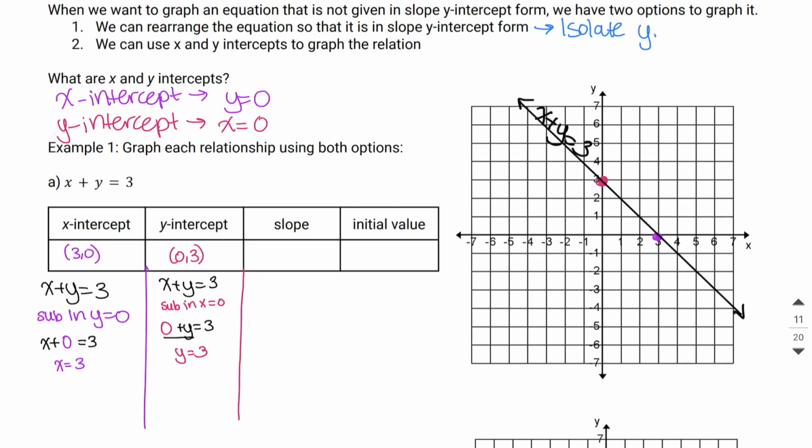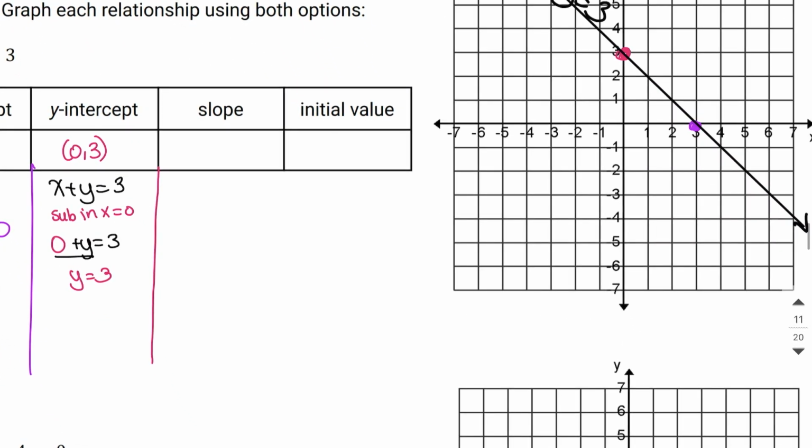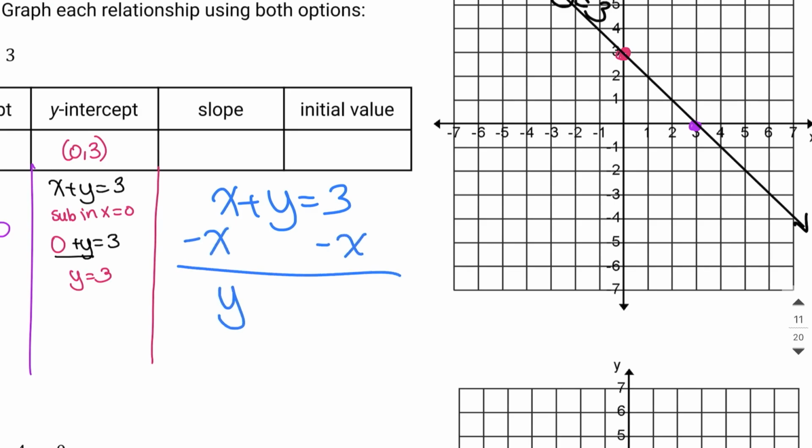I also have the option to rearrange the equation so that it's in slope-intercept form. So I can just isolate the y. So right here, if I have x plus y equals 3, I can subtract the x from both sides and I would get y equals 3 minus x. Or I could also write this as y equals negative x plus 3. Both are perfectly acceptable, which means that my slope right here would be whatever my coefficient is in front of this x.